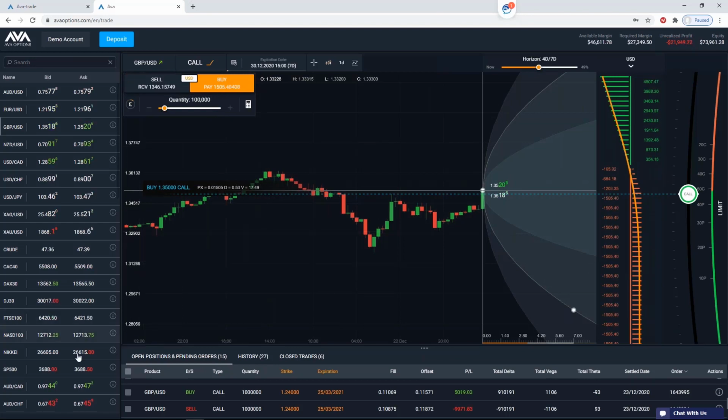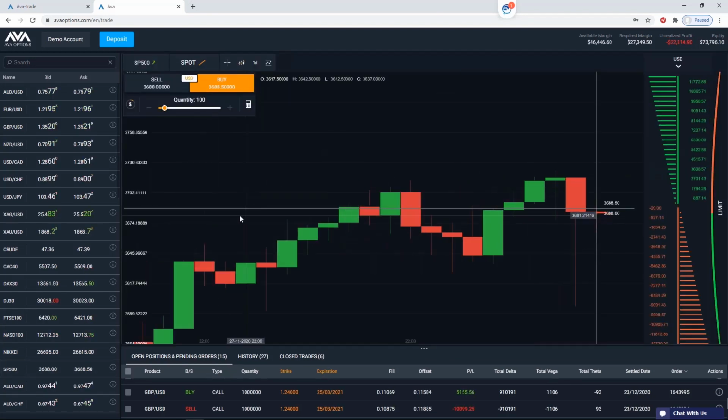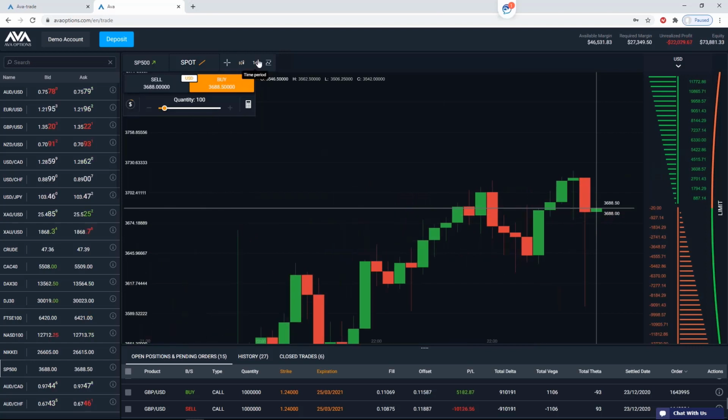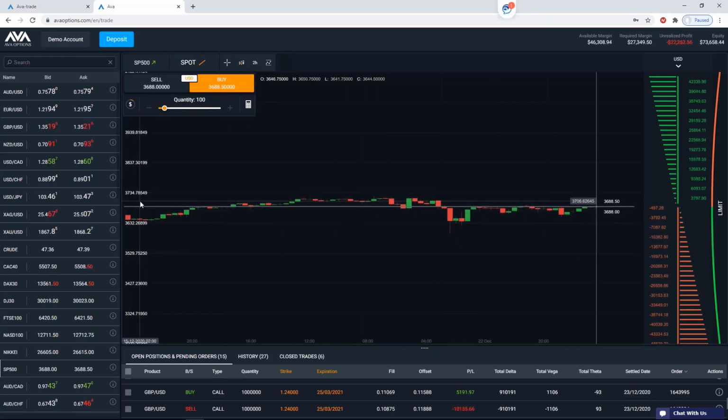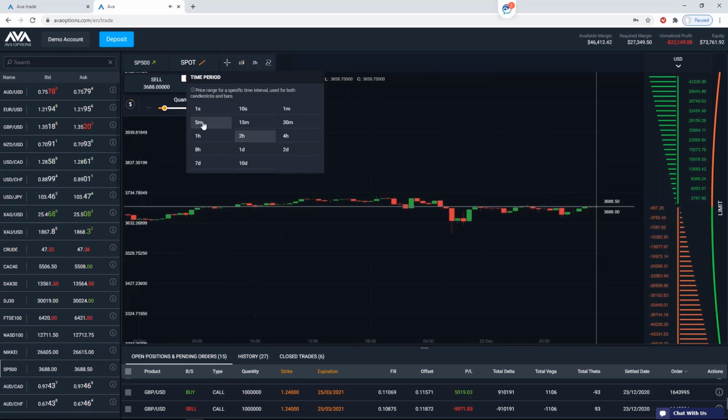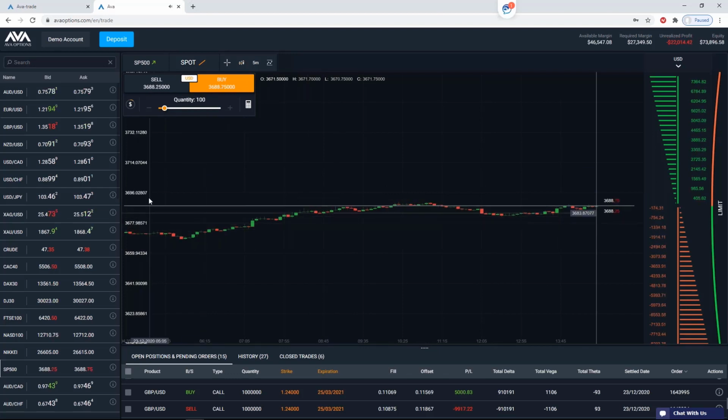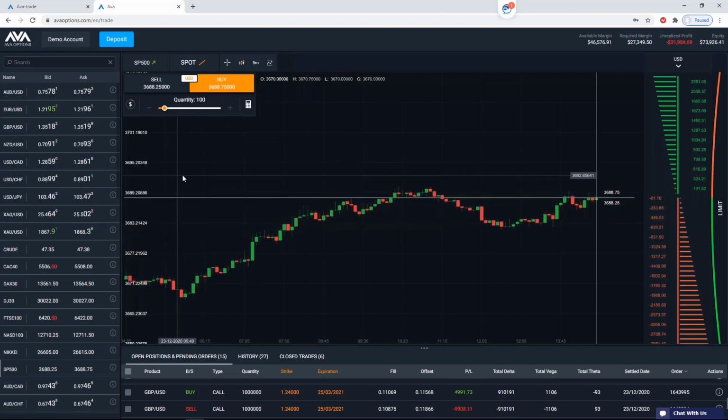Buying the S&P 500. When you buy the S&P 500, we don't have options yet, so you can only trade spot. Let's look at a 5-minute chart. Looks like we've been trending higher today. Nothing to click. There's no options available yet, so you can only trade spot.